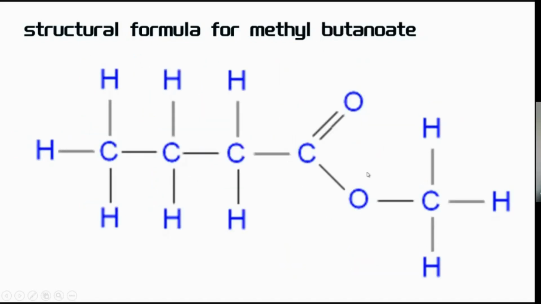Then this one, I purposely changed it, but it is still the same. If you are given this structure, the C double bond O part belongs to the carboxylic acid, butanoic, so it's butanoic acid. Then this one becomes the alcohol, so it would be methanol. You can draw a straight line and then continue here, no need to go down like this.